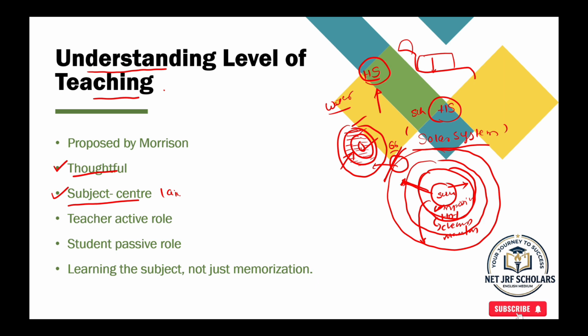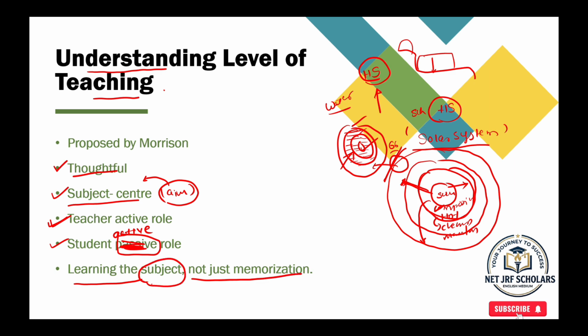The main aim of the understanding level of teaching is learning the subject, and as you can see, both teacher and the student play an active role, not the passive role. Here, as I said, learn the subject, not just memorize the facts. Use the subject as the core, not as the facts.